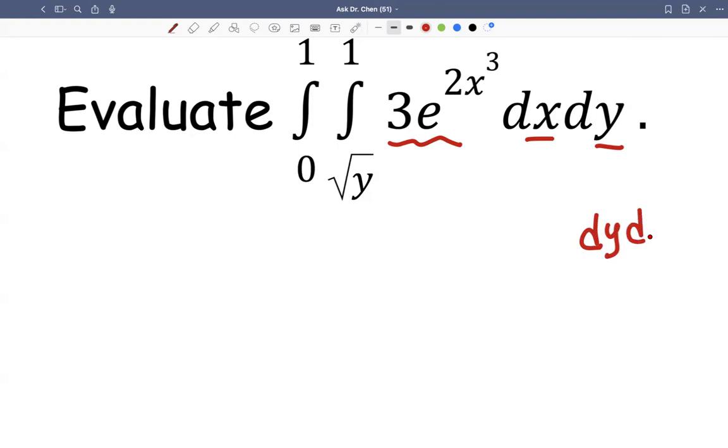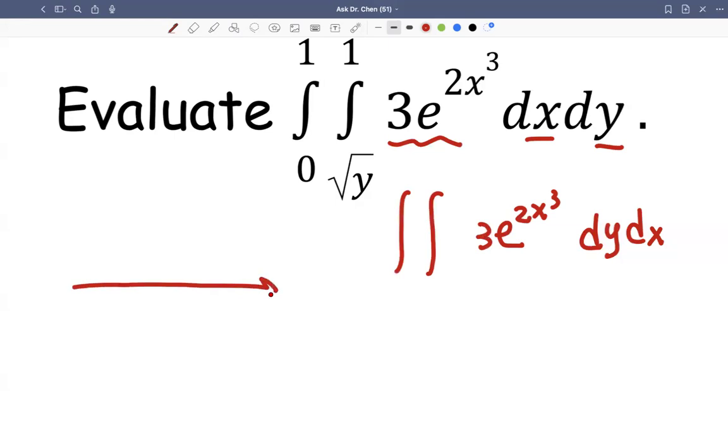integrate in y direction first, because in y direction, this can be treated as constant. So 3e to the 2x cubed. However, when we change the order of integration, we need to change the lower limit, upper limits for both directions. So we need to draw the region of this integration.